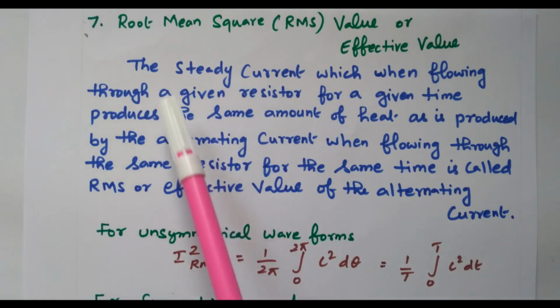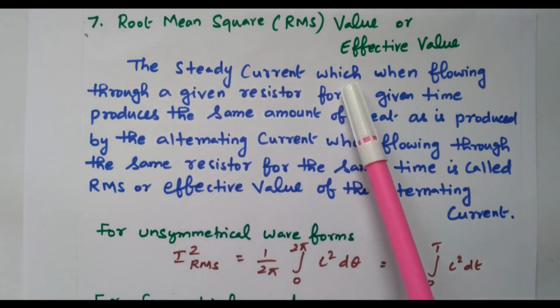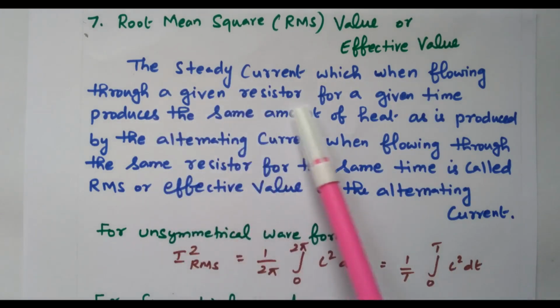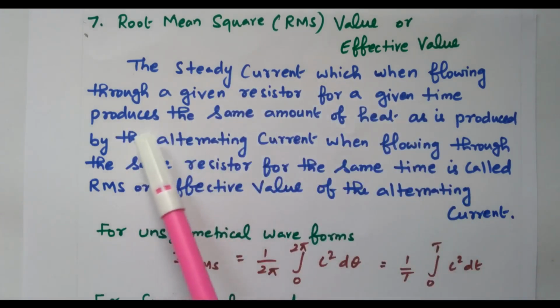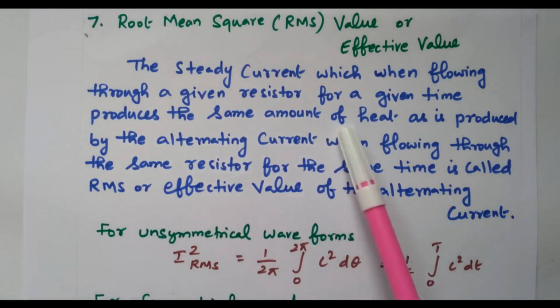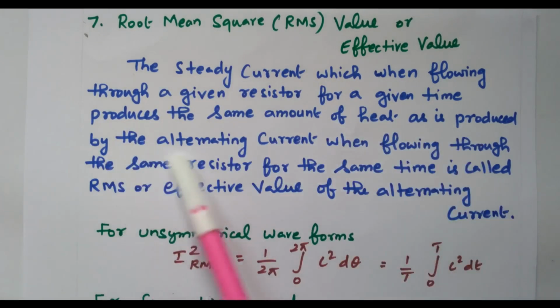So what is the definition? The steady current which, when flowing through a given resistor for a given time, produces the same amount of heat that is produced by alternating current when flowing through the same resistor for the same time, is called the RMS or effective value of an alternating current.